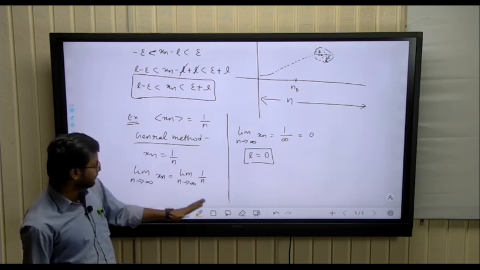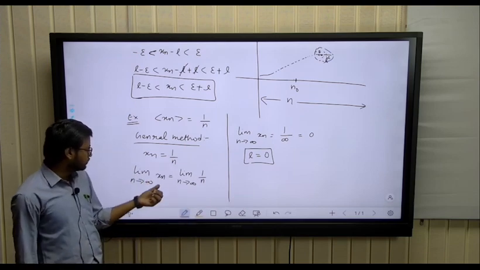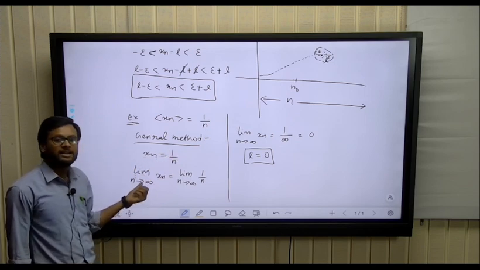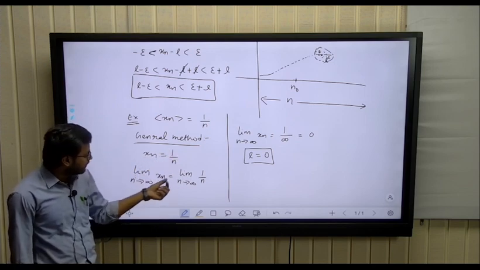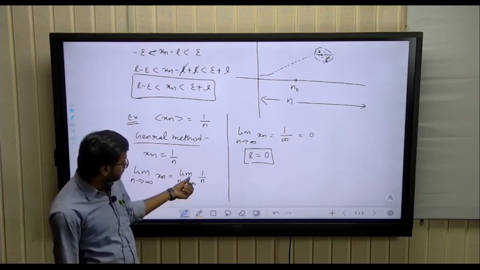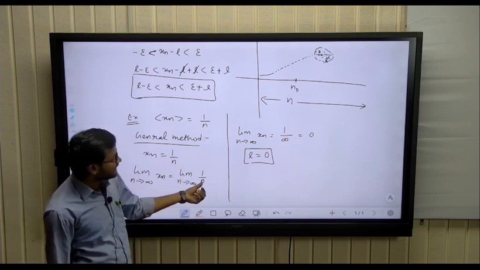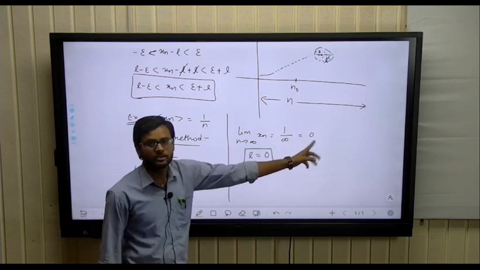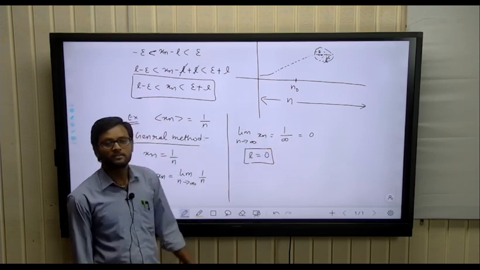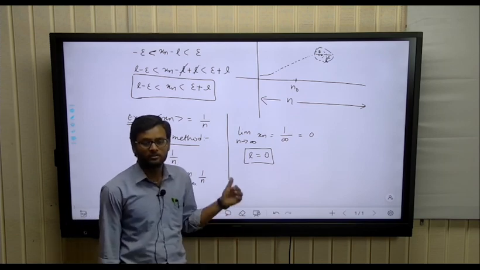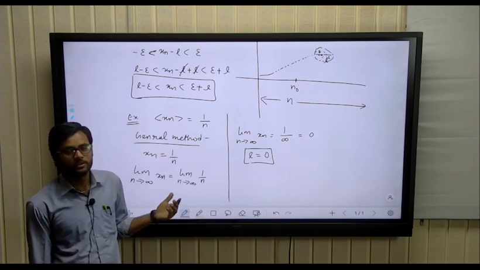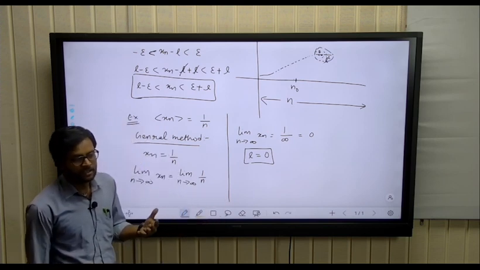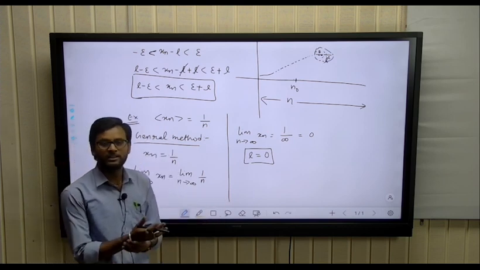Okay, so we repeat this method. Given that xn is equal to 1 upon n, we take the limit as n tends to infinity on both sides. If we put n tends to infinity here, the value of 1 upon infinity is 0. So the limit is 0. Now we discuss finding the limit of a sequence at the graduation level, in a mathematical manner.